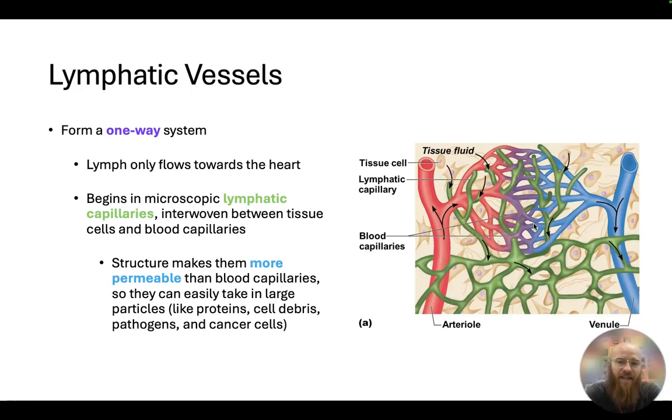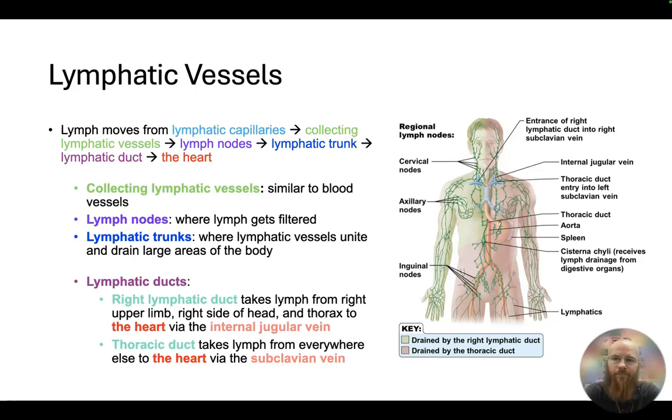They easily take in larger particles so that they can help circulate these particles throughout, like proteins and cell debris. But it also happens to mean that they can take in large particles like pathogens and cancer cells. And so these can be specifically receptive to certain types of inflammation and cancer if those cancer cells choose to try to proliferate and circulate through the lymphatic vessels.